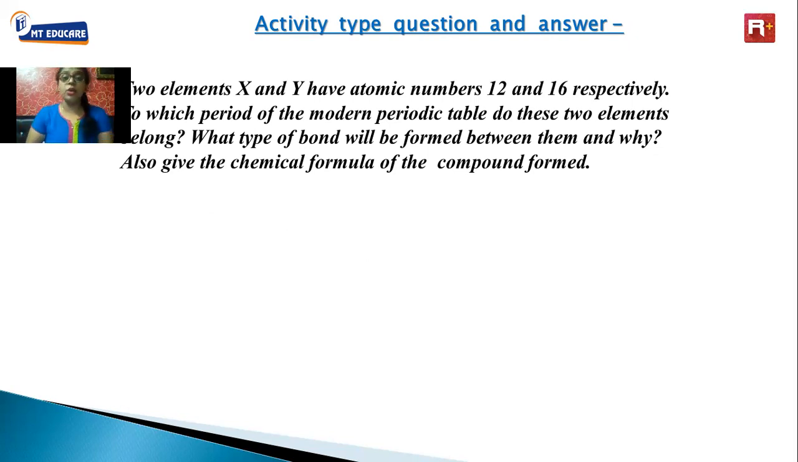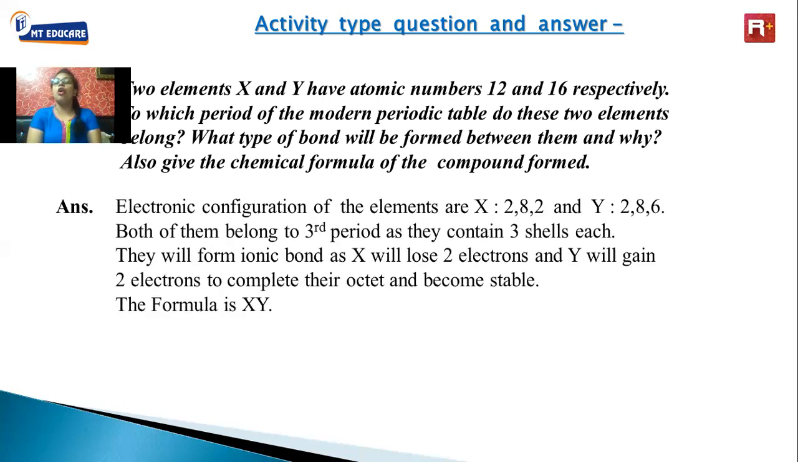The very first thing, when you are given the atomic numbers, you need to write the electronic configuration. X has atomic number 12 and Y has atomic number 16. So what will be the electronic configuration? X is 2, 8, 2, and Y is 2, 8, 6. Looking at the electronic configuration of both the elements, how many shells are they having? They are having 3 shells.